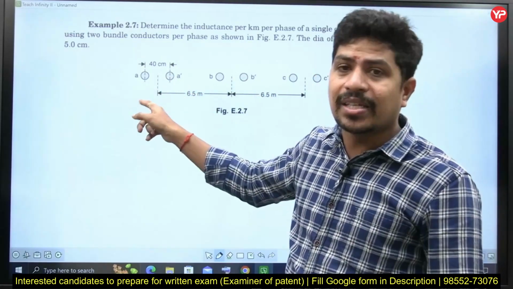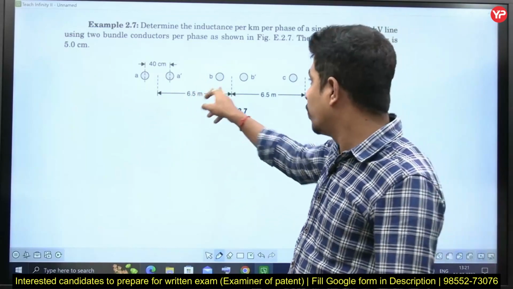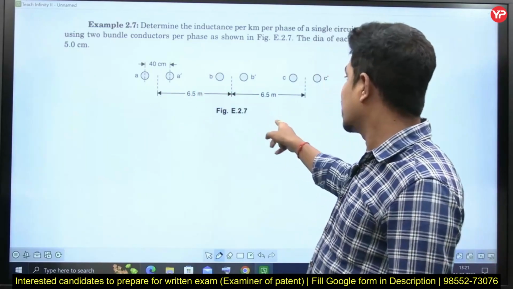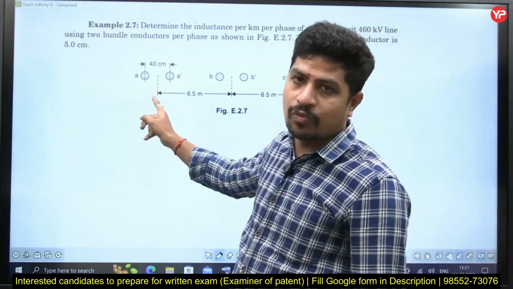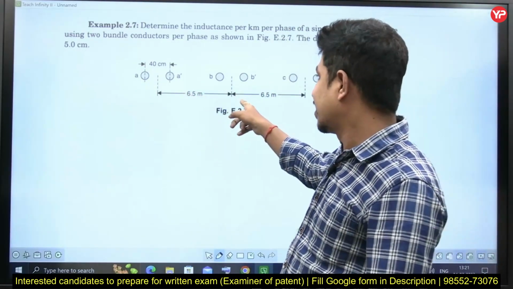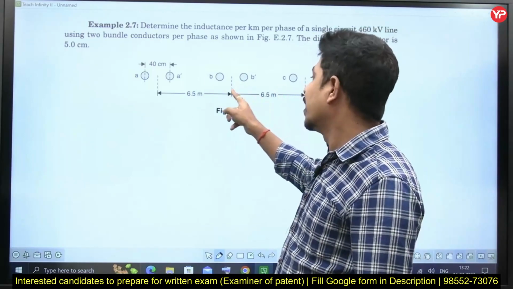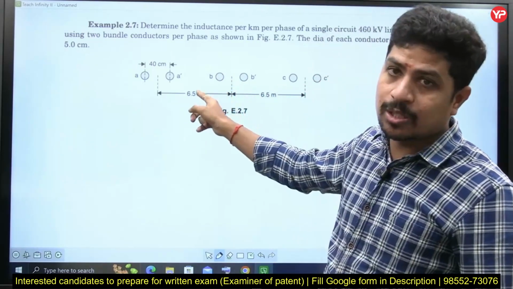Square root of the distance between A to B, 6.5, A to C is 6.5 plus 6.5, it is 13. That is GMD A. In the same way, you find GMD B, square root of the distance between B to A, B to C. It is under root of 6.5 into 6.5, that is 6.5 meters.